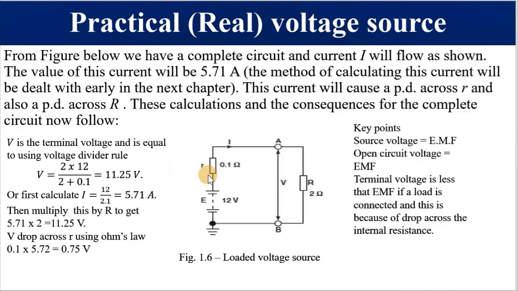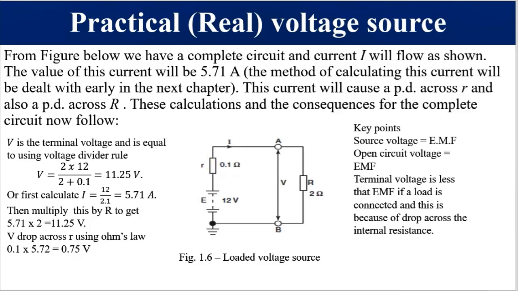So what is the voltage drop across r? As I said, it is small because r is small, hence it is 0.75. If you subtract this from this, you get 11.25. So this is accurate. Take note of the following important points. Source voltage is our EMF. Open circuit voltage, which is an unloaded voltage source, is equal to EMF. But terminal voltage, which is the voltage drop across a load connected, is less than EMF because of the drop across the small internal resistance of the voltage source.